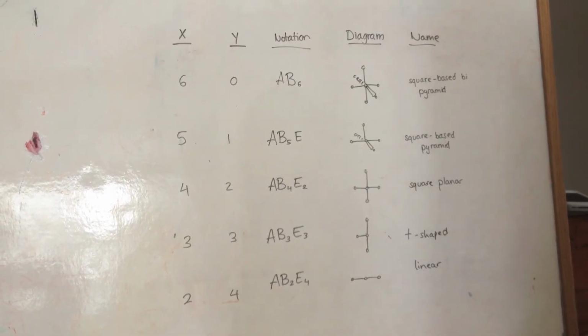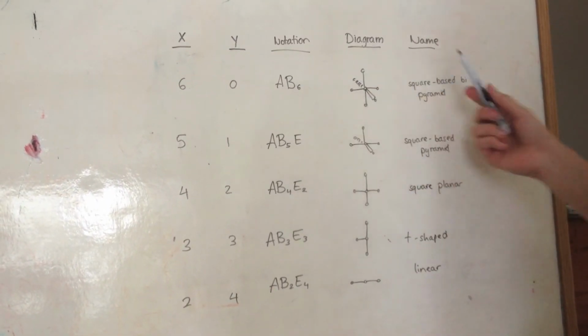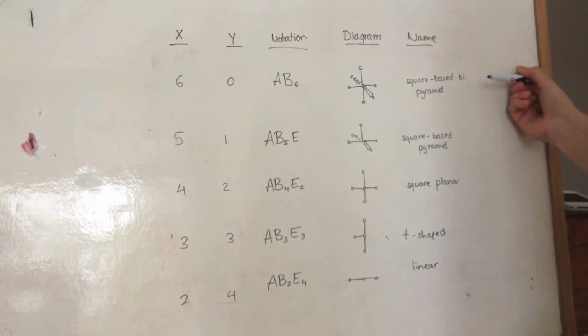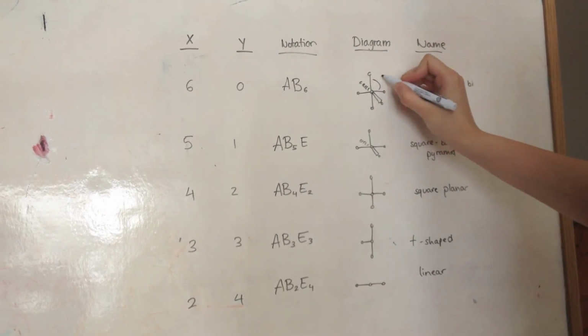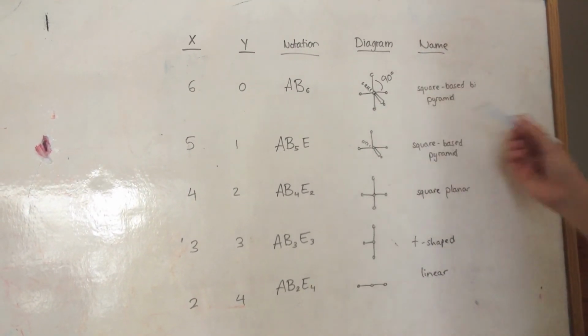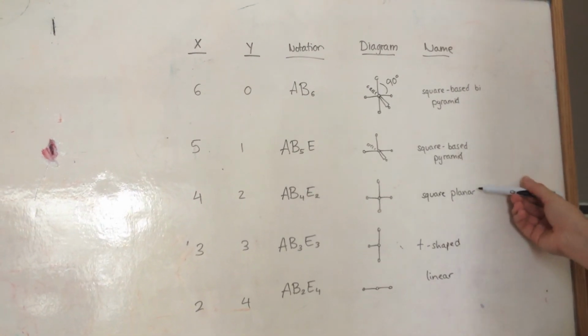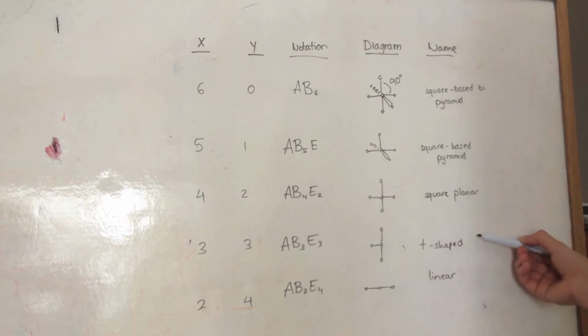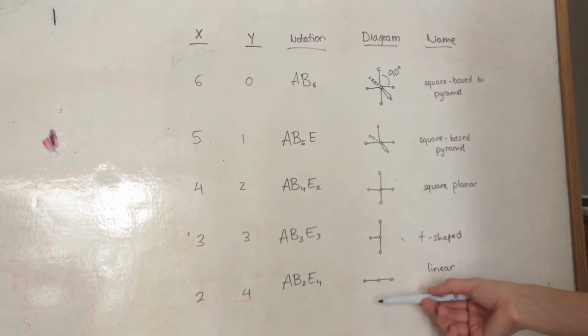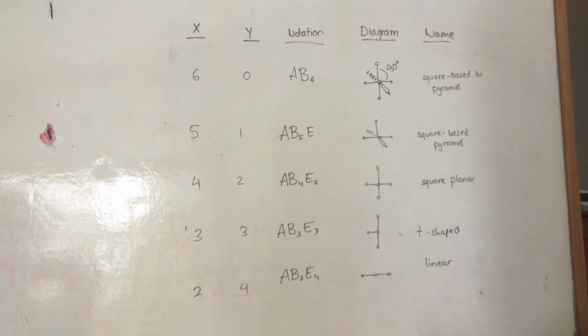The fifth and final family is AB6. The diagram for this one is a square-based bipyramid, and all of the angles are 90 degrees. When you remove one bonding pair, it becomes a square-based pyramid. When you remove 2, it becomes square planar. When you remove 3, it becomes T-shaped, and when you remove 4 bonding pairs, it becomes linear.